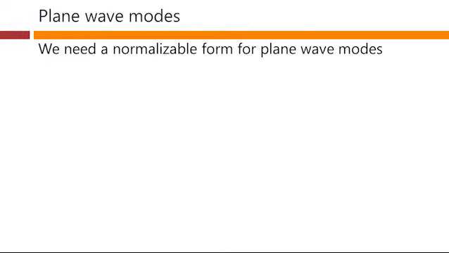We would just have to use the resonator modes for our electromagnetic field rather than plane waves. Here, though, we'll just presume plane wave modes in ordinary free space. This approach directly covers most of the spontaneous emission we come across. We need a normalizable form for plane wave modes.